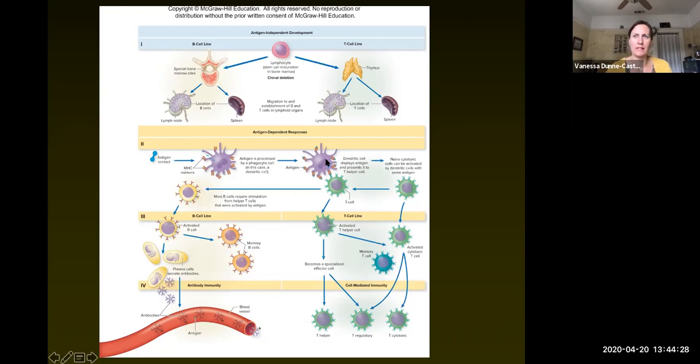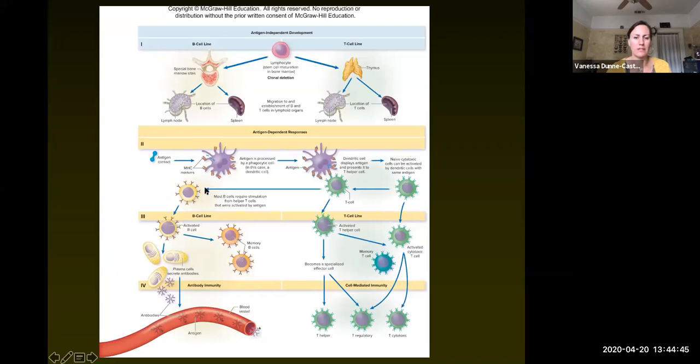This antigen processing and presentation occurs in the secondary lymphoid organ. And if there is a perfect match with the T cell receptor, then we'll have T cell activation and then clonal expansion, producing lots of different types of clones. And we'll see this process here. This is called cell-mediated immunity.